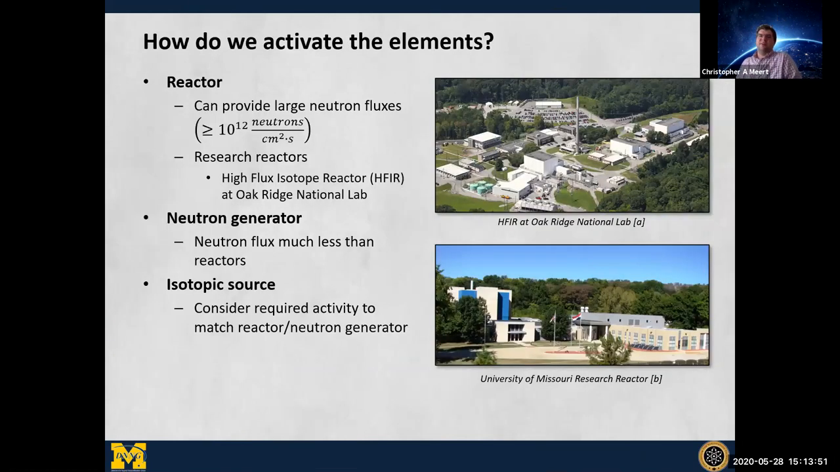So we'll run through this process very intuitively. We can start at the beginning: how would you activate your samples? Probably the first thing that comes to mind is a reactor. These are quite useful because they create very large neutron fluxes, for example around 10^12 neutrons per centimeter squared second, depending on your power level. A lot of times people use research reactors. Examples would be the High Flux Isotope Reactor, or HFIR, at Oak Ridge, which is pictured here, or the University of Missouri research reactor, shown on the lower right.